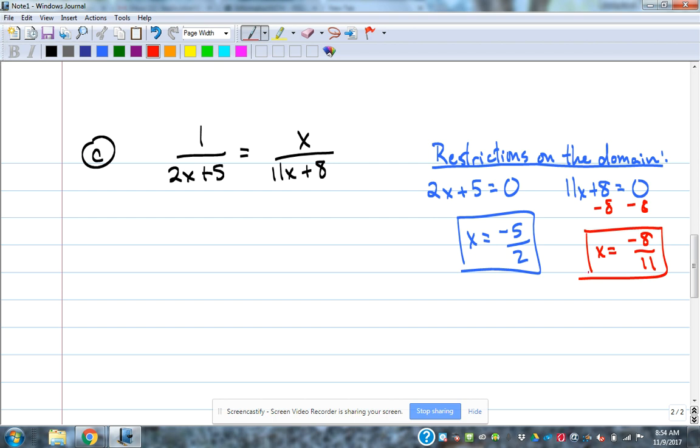All right. Now let's find out what x is. What do we do to solve that? Is that a proportion? What's it take to be a proportion? A fraction equal to a fraction, one fraction equal to one fraction. If it's that, then you can cross multiply to solve it. Okay. So I'm going to cross multiply x times 2x plus 5 and 1 times 11x plus 8. I'll write that out there.